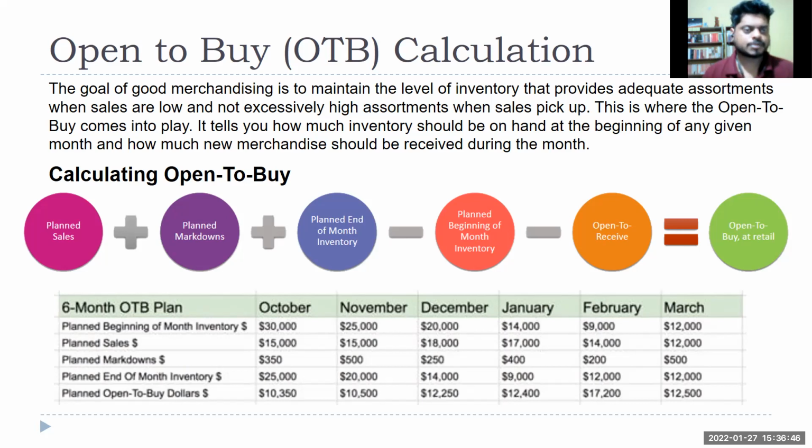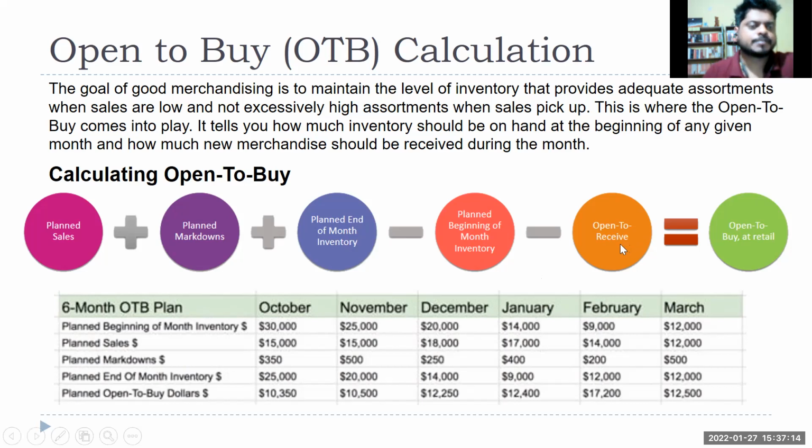Let's say winter clothes. Right now you know that you have to give 40% or 50% discount, then only some people might buy that, right? So that will be the planned markdowns, how much you are going to reduce the price of inventory. Then planned end of month inventory: by February end, what is your plan for how much inventory should be there? Planned beginning of month inventory, that you will know anyhow by January month end.